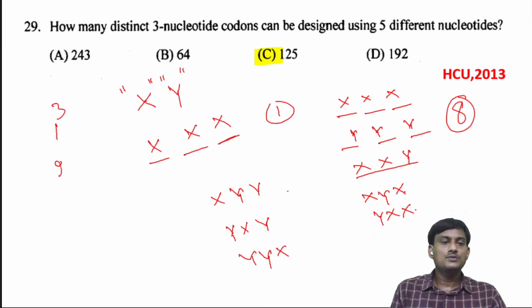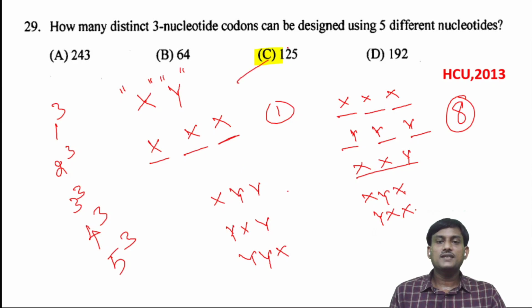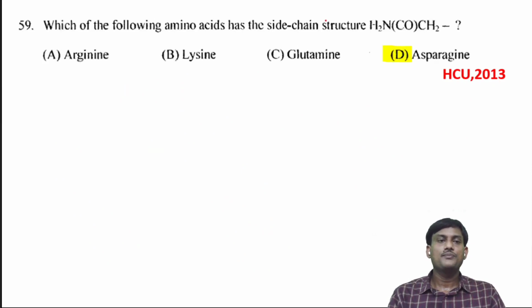So if you use one nucleotide, you will get 1 power of 3. With 2 nucleotides, you will get 2 power of 3. 3 nucleotides, 3 power of 3. 4, 4 power of 3. And 5 different, 5 power of 3. So what is the correct option? 125. 5 into 5 into 5, 125.